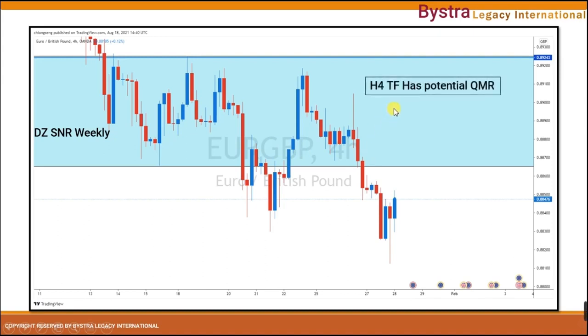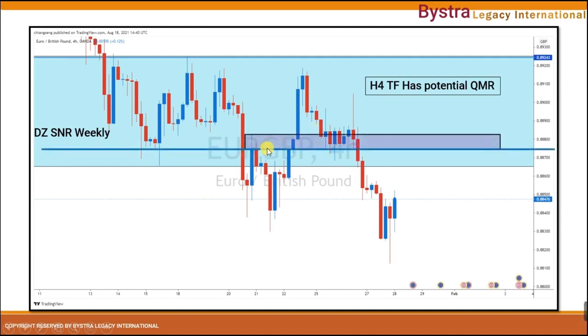At the H4 time frame, we have the potential QMR, which is this area. We mark the potential QMR with the horizontal line at the left shoulder. This is the high. As you can see, this is the high, low, high, higher high, lower low. You see the structure of it? And then we mark the zone from the body to the wick for monitoring purposes, so it's easy to monitor when the price comes back to this zone.